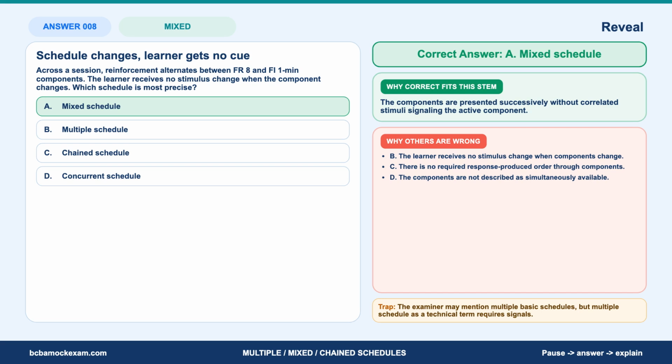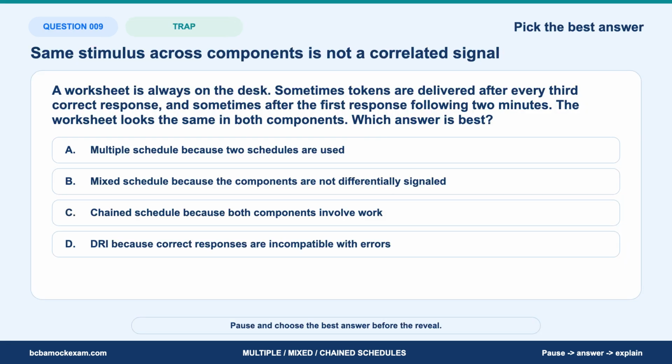This is the discrimination you want to build before mixed practice. Trap check. The examiner may mention multiple basic schedules, but multiple schedule as a technical term requires signals. Question 9. This item is testing whether you can separate signal from sequence. A worksheet is always on the desk. Sometimes tokens are delivered after every third correct response, and sometimes after the first response following 2 minutes. The worksheet looks the same in both components.